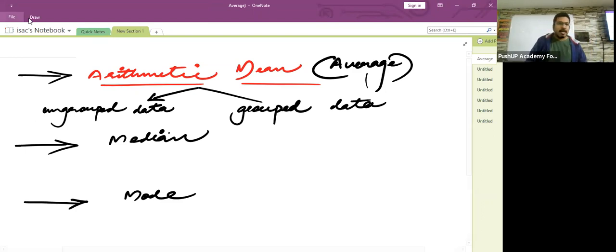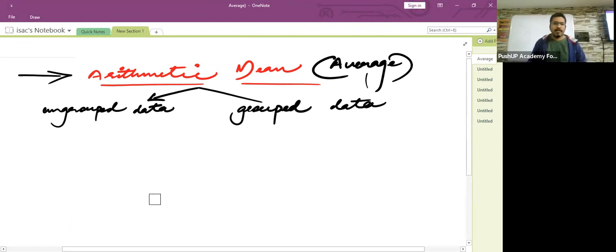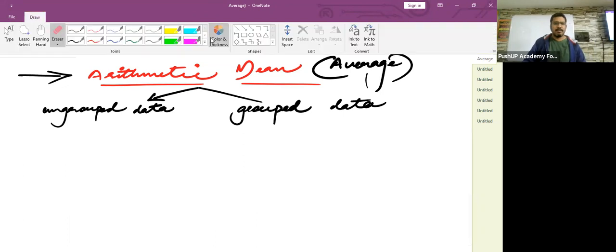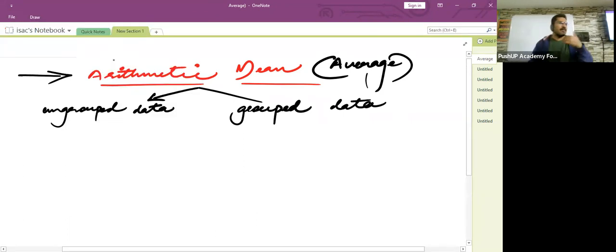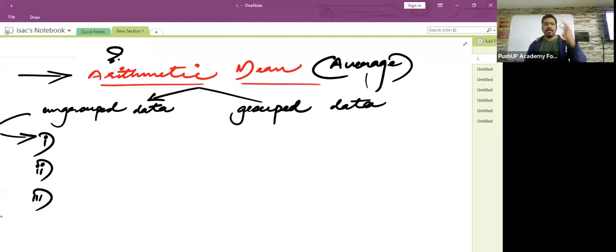All right. Now, be it ungrouped data or grouped data, otherwise I will express it in a different way. Children, if it is ungrouped data, and if they are asking you to find the arithmetic mean of that ungrouped data, you can find the arithmetic mean by using three different methods. At the beginning of the session itself, I talked about the three different methods, and I am right over there.